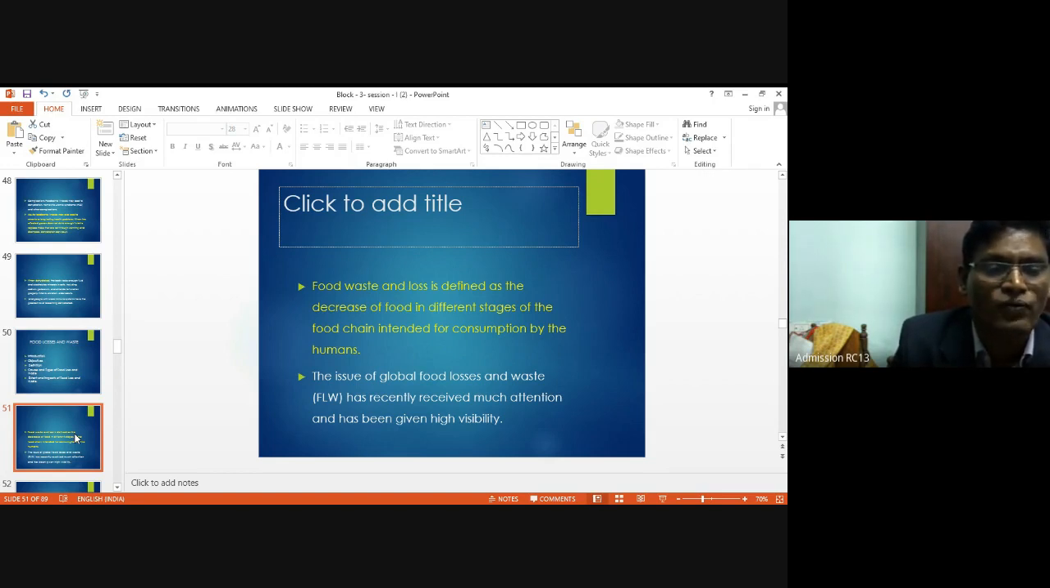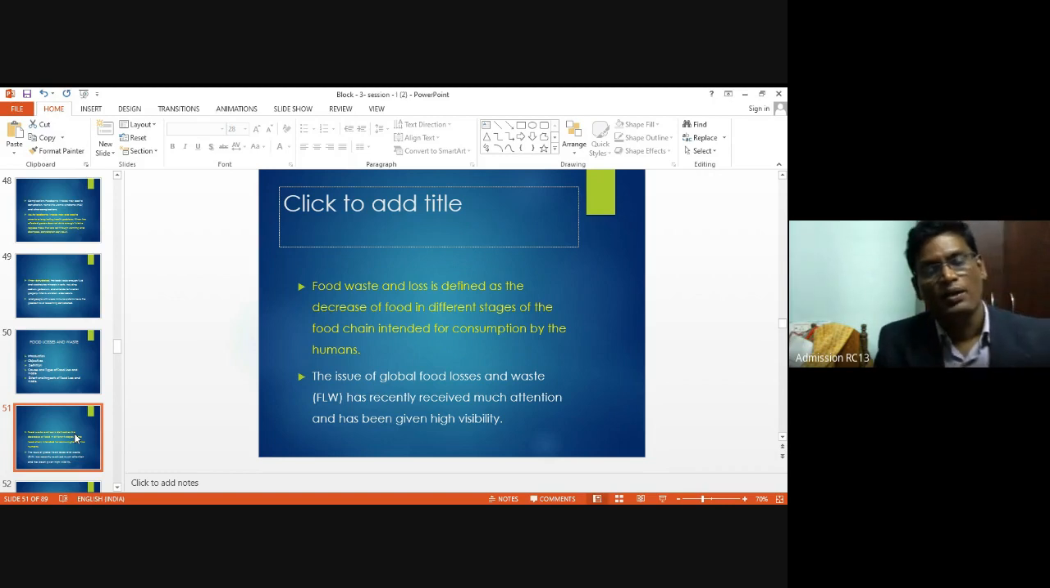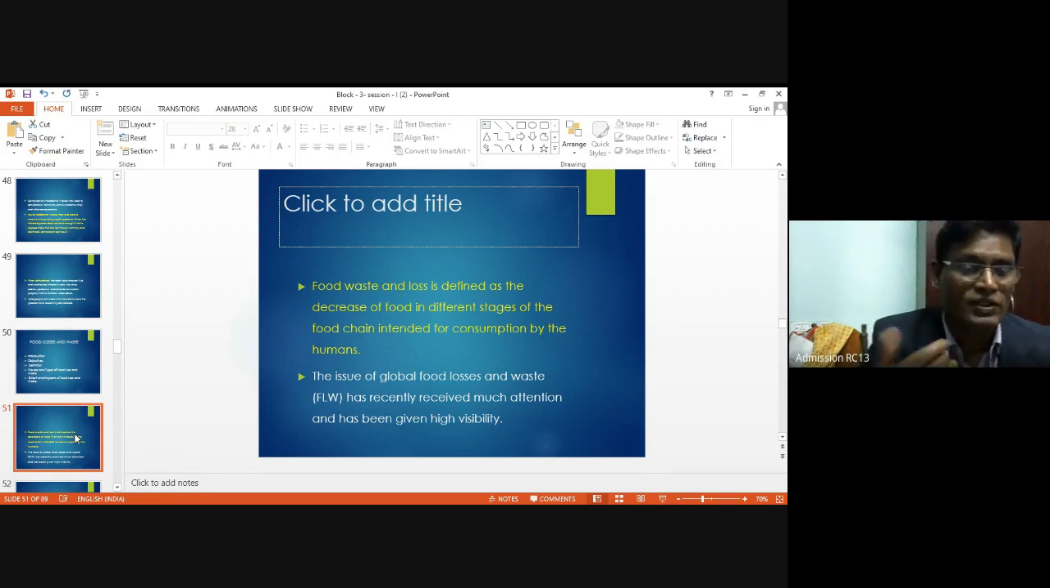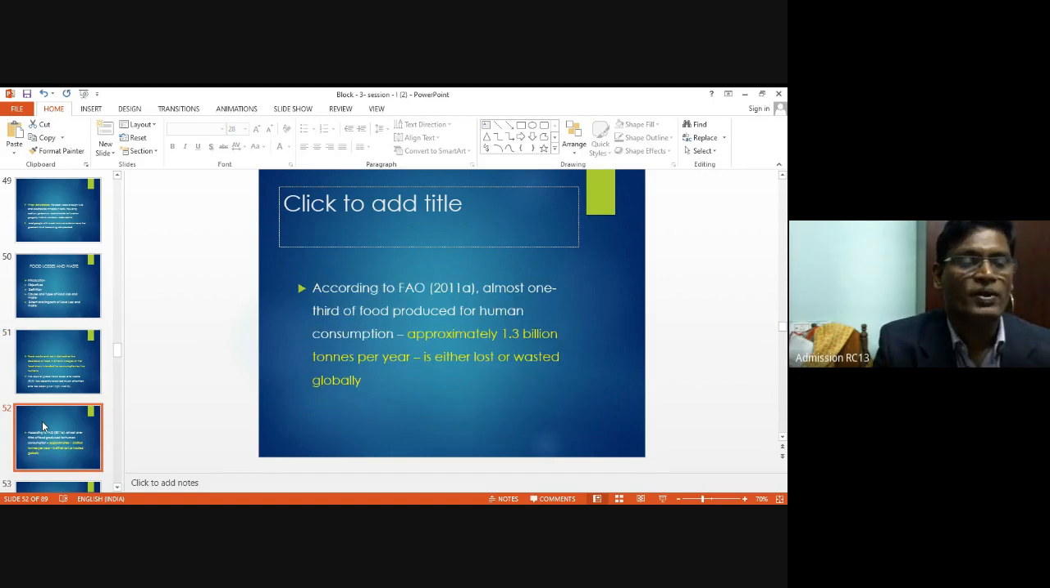The issue of global food loss and waste has recently received much attention and has been given high visibility because we put raw materials, natural resources, human resources, and money, everything, in order to produce more food. But what happens is that until the stage of consumption, this food is getting lost or wasted. That is a major concern, to avoid this food loss and wastage.